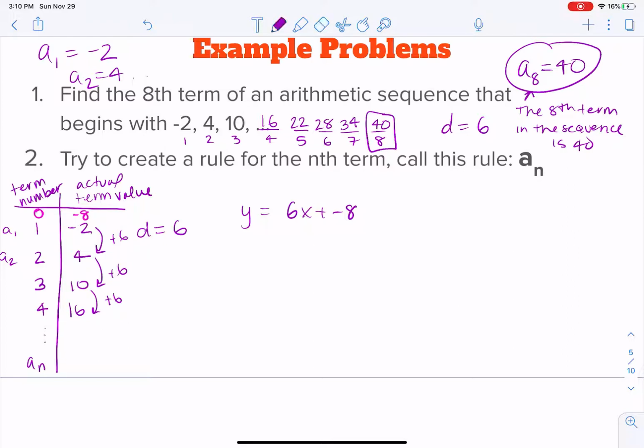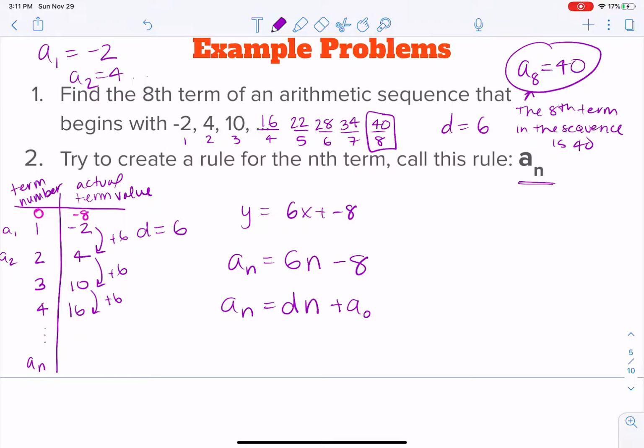And so let's write this using a sub n. To find any term number, I can take my common difference, which is 6, multiply it by the term number that I'm looking for, and subtract 8. So we could say that a sub n is equal to my common difference times the term number plus the 0 term. So here is a rule that we can use to create that.